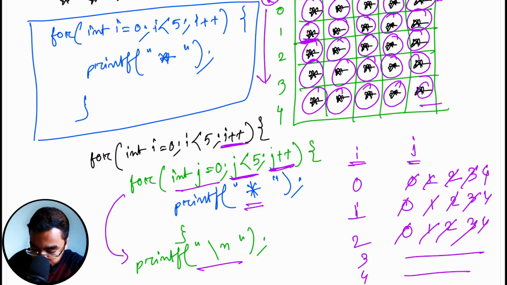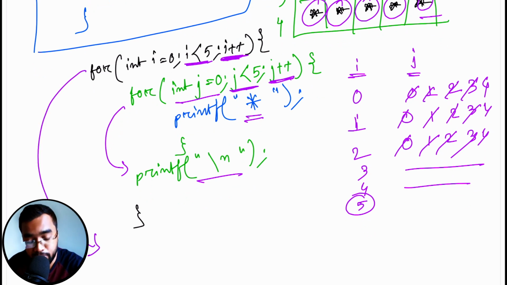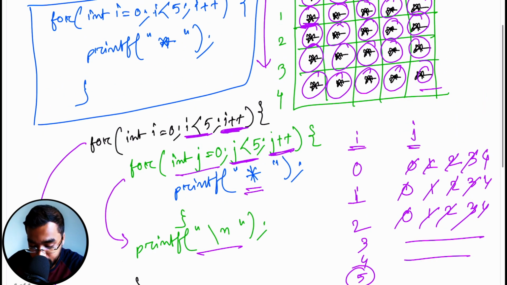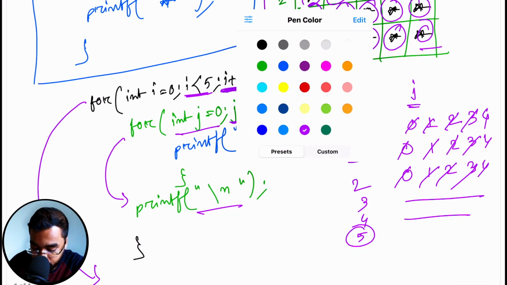After this, when i plus plus happens, i will have the value 5. So i less than 5 will be false, and the cursor will come out from the for loop. So in this way, nested for loops actually work. This is called a nested for loop.